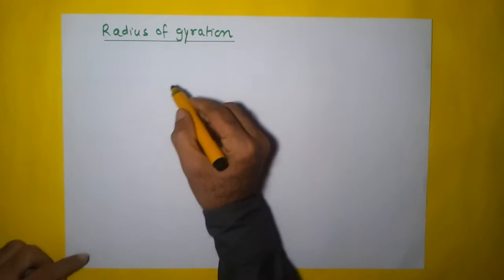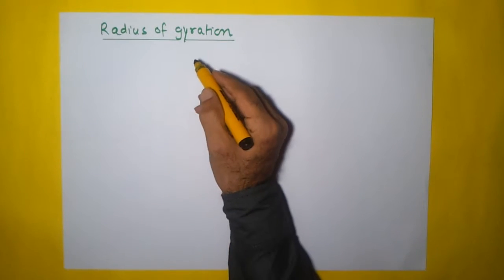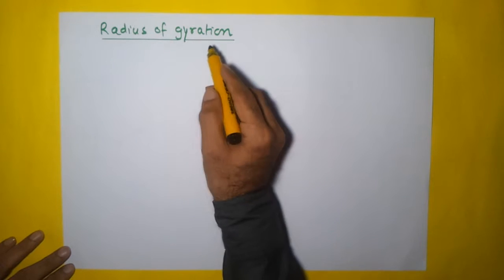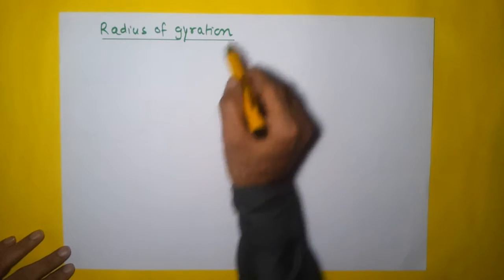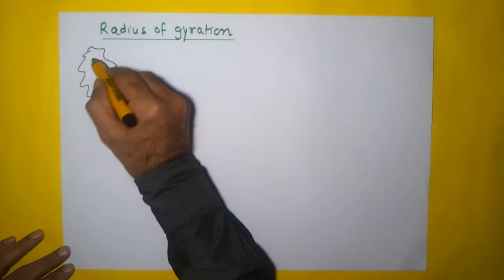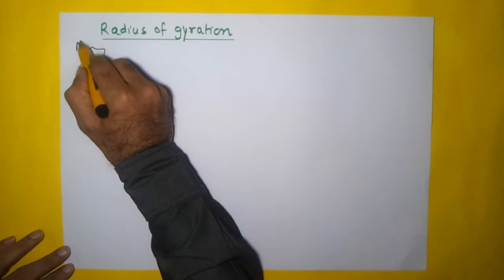Having discussed the moment of inertia in the previous video, in this video we will talk about a concept which is connected to moment of inertia, radius of gyration. Let us take an example of a body. Let us say this is a body of irregular shape and mass m.